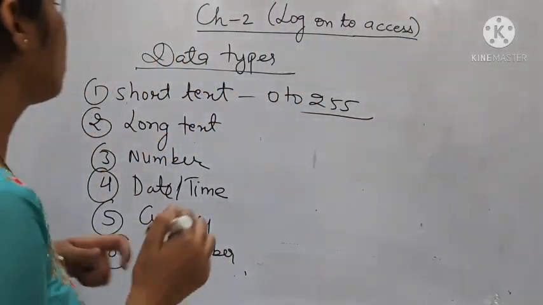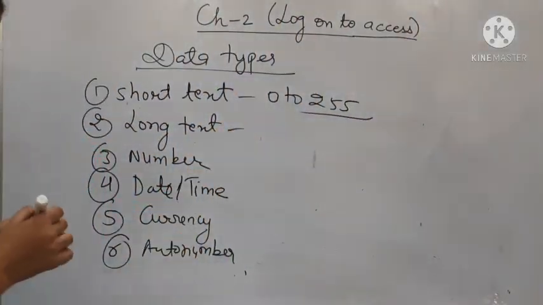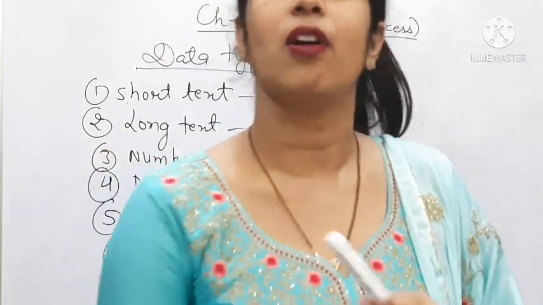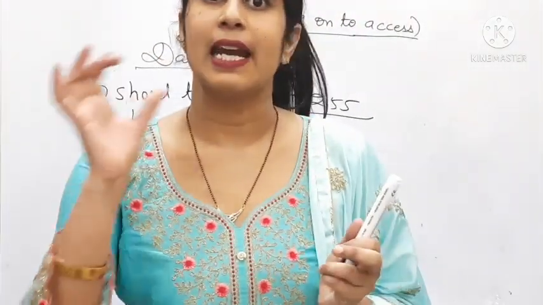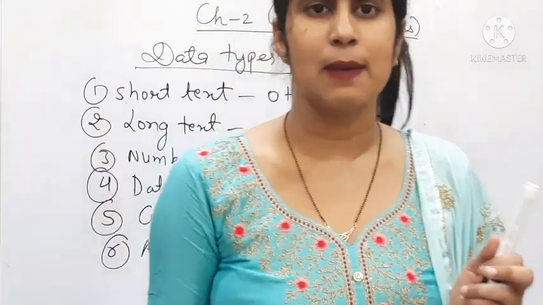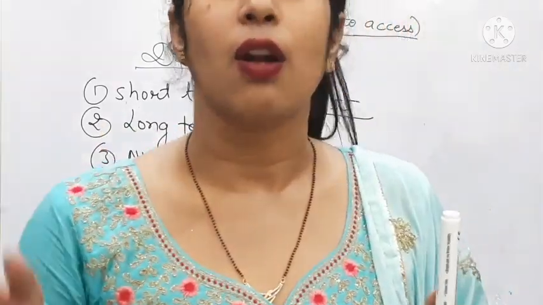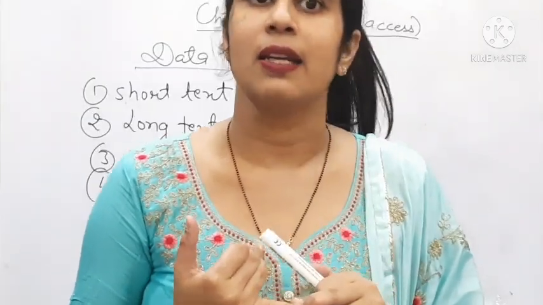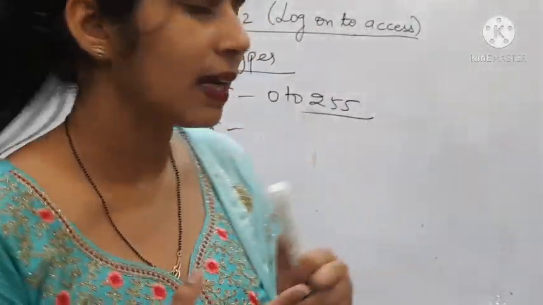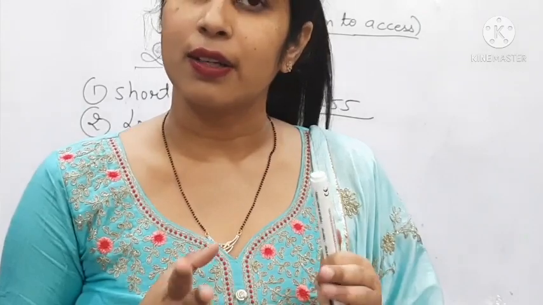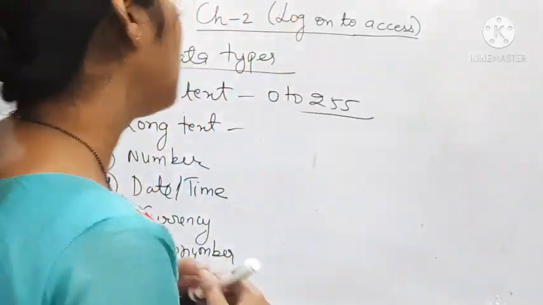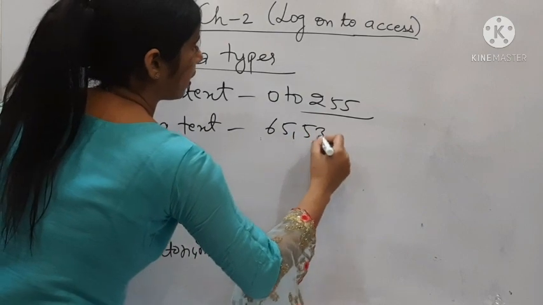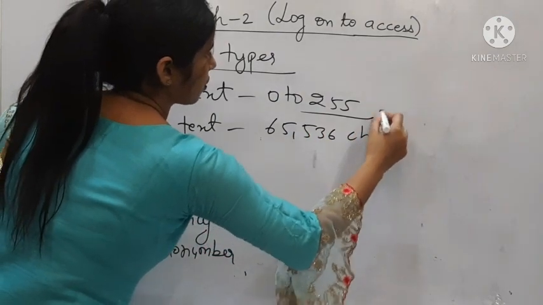The next one is known as long text. In the long text, we use text as well as numbers, but for description purposes. Like any definition, if we are going to describe, obviously it will be long. So for naming and labeling we use the short text, and we use the long text for the description, where the limit will be up to 65,536 characters.